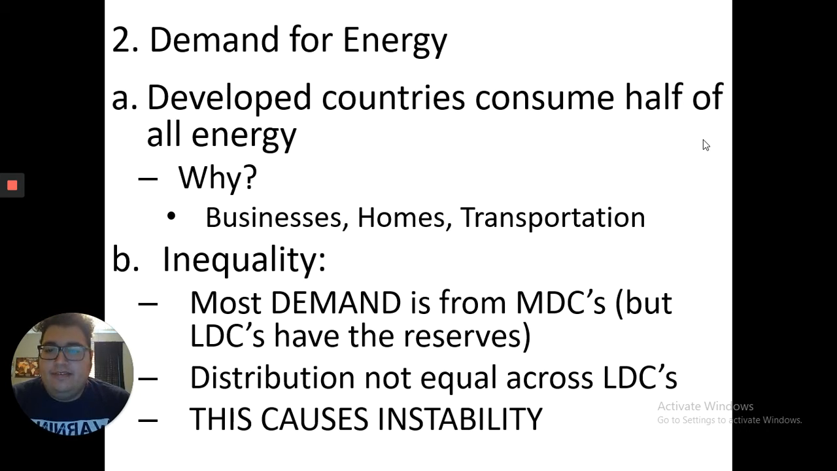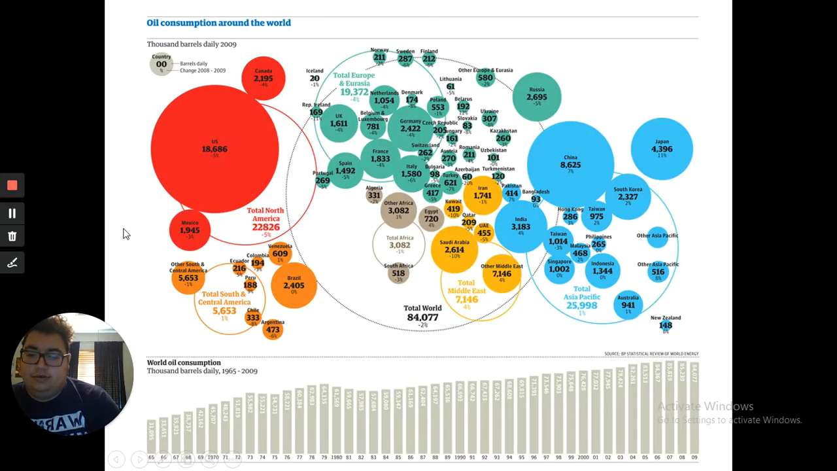So, developed countries consume half of all energy. And my question is why? Why do developed countries consume half of the energy and the less developed countries don't? Why is there an inequality? So for this, look at the why.